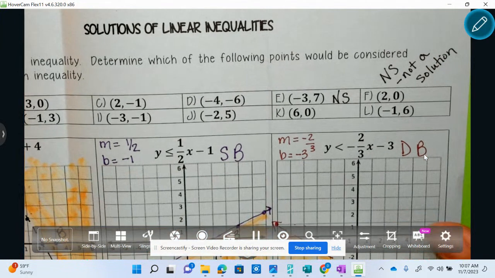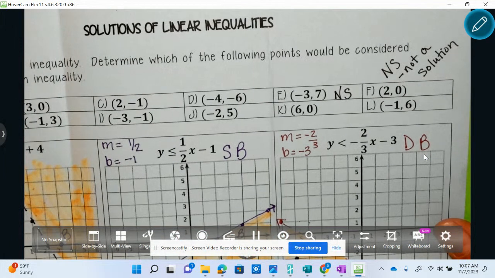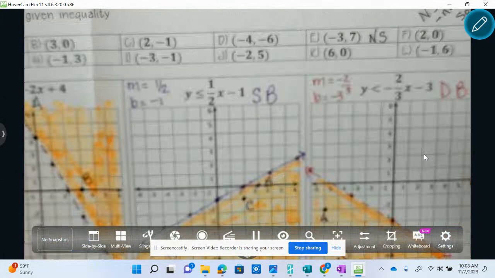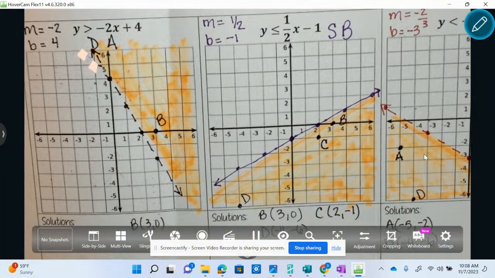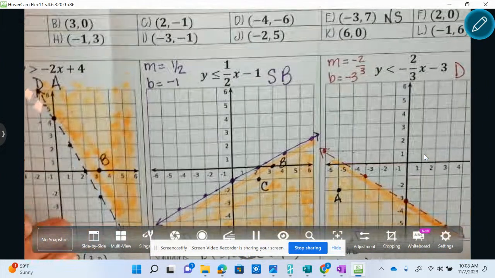So sometimes our graph doesn't show us all that we need to see to look at a point, right? So sometimes we might need to plug it into the inequality to check, just like we did for point E. We verified that, guess what? That didn't work. Okay, so that one was not a solution.